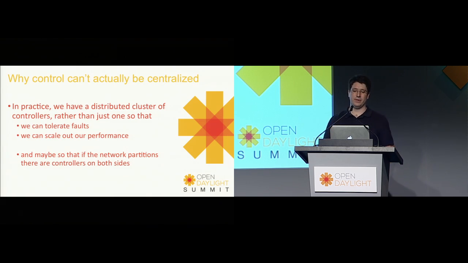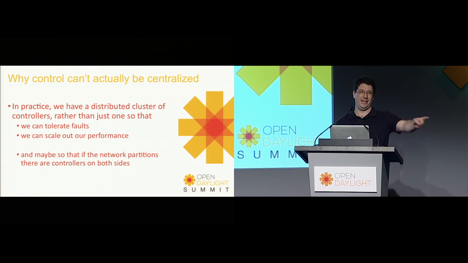Just before I dive into that, I want to go over why we can't have an actually centralized control plane, because that's what we want. In practice, we've built the distributed control plane out of a distributed cluster of controllers, as a general rule. One, so we can tolerate faults. Two, so we can maybe scale out performance. Although I've heard a lot of people talking about that, and fewer people actually showing me that I need to do that.